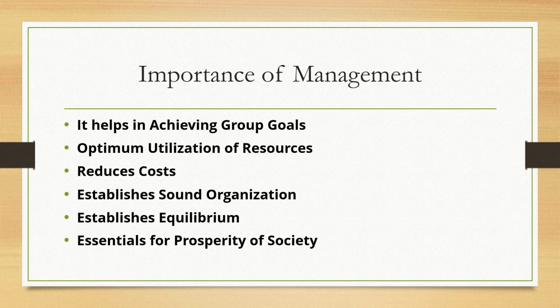An organized way of activity basically reduces the cost in turn. Establishing a sound organization. Discipline brings a sound organization. Establishing equilibrium. There is always a risk factor involved in the business, and maintaining consistency in the business is very difficult. But then, having an organized activity and understanding the uncertainty in the business environment helps us to have an equilibrium. Essentials of prosperity of society. If the society prospers, the business prospers. I'm sure we are all able to understand this with the COVID situation.